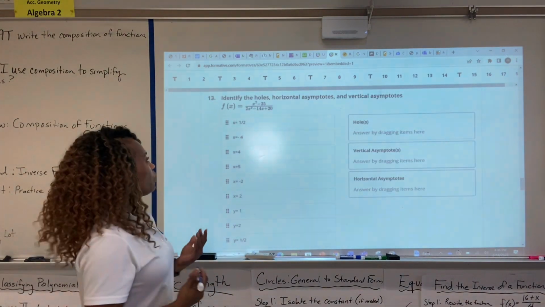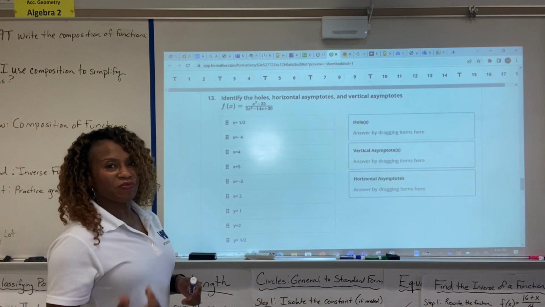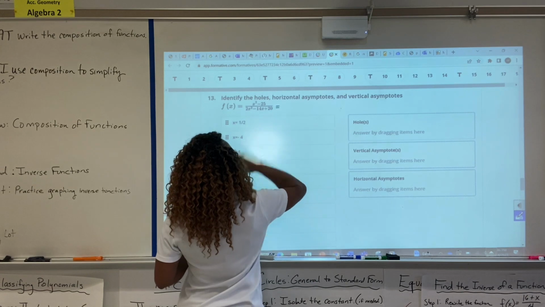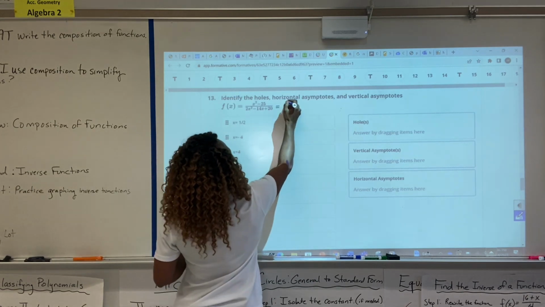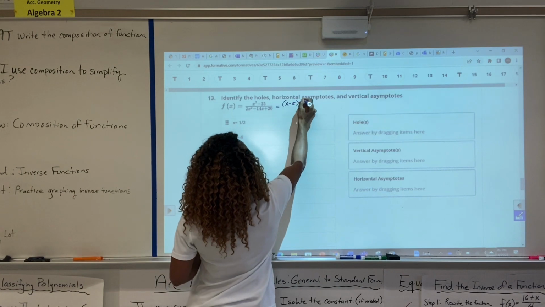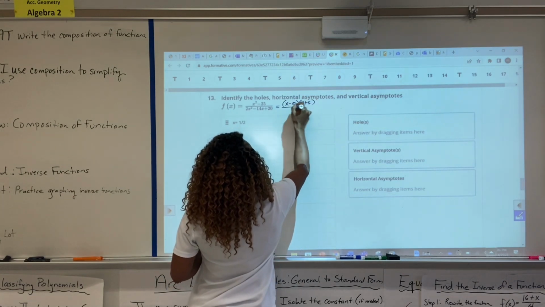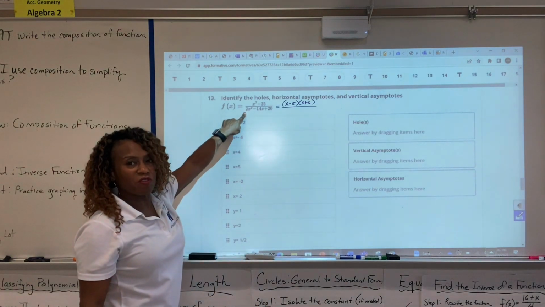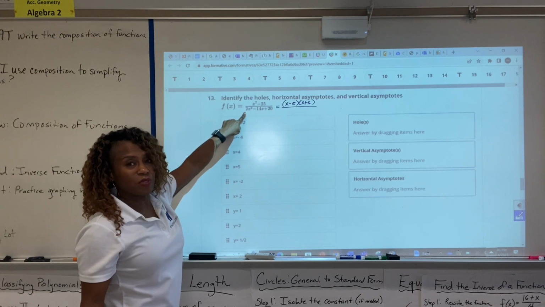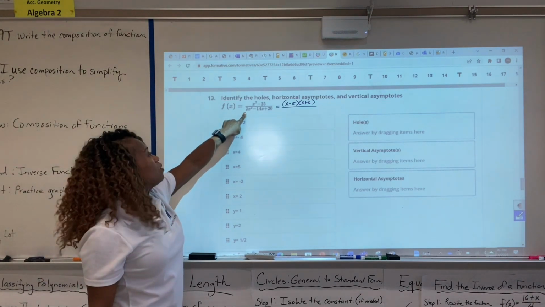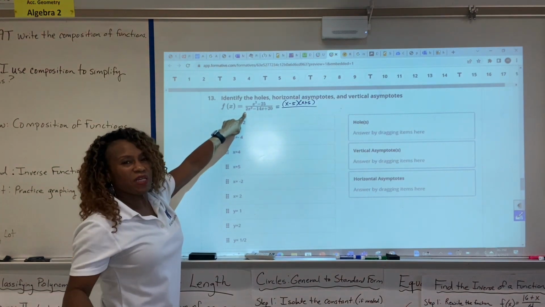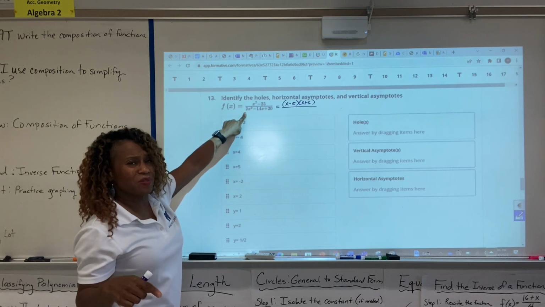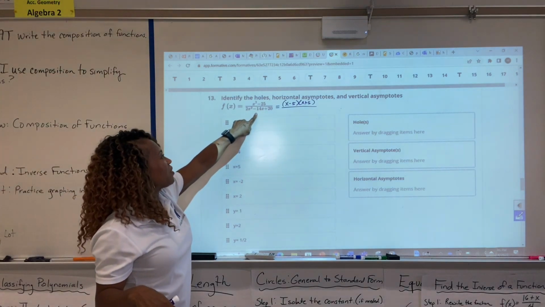Problem number 13. Again, we're looking for any holes, horizontal asymptote, and vertical asymptotes. So we've got to actually simplify and see what we can come up with as far as a hole. I'm going to go ahead and simplify the top. It'll be x minus 5, x plus 5. And the bottom is going to be, well, now notice that we have a number other than 1 in front of the actual quadratic. So we have a value that's greater than 1, which means we would normally have to use the AC method, but we could also see if we can simplify that prior to having to use the AC method by checking to see if we can factor anything out.